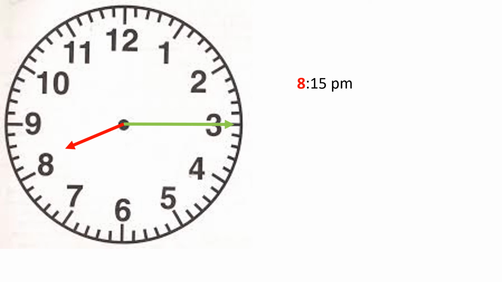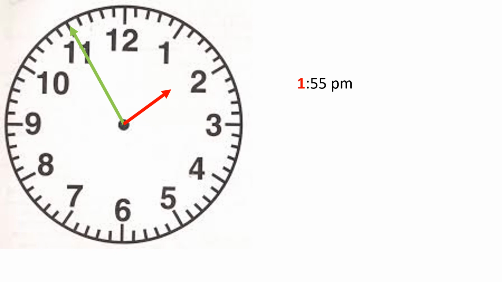Now 8:15 PM. Now when we know it's PM, we need to change our hour time. We just need to add 12. So 8 add 12 equals 20. So we know that the new 24-hour hour is 20. So the 24-hour time is 20:15.